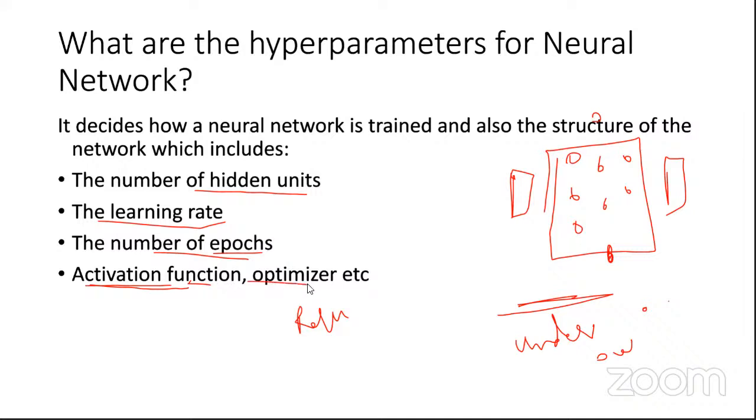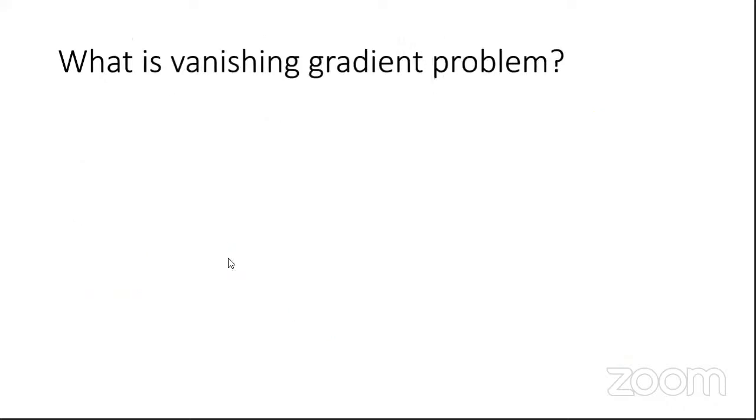Then optimizers. These are used to minimize the cost function. To minimize our cost function, we are using optimizers. We have studied about optimizers just now, gradient descent, and in that we have different ones. Whichever we feel is the best optimizer, we should use that one. These are all the hyperparameters for the neural network. We will be moving to the next question.